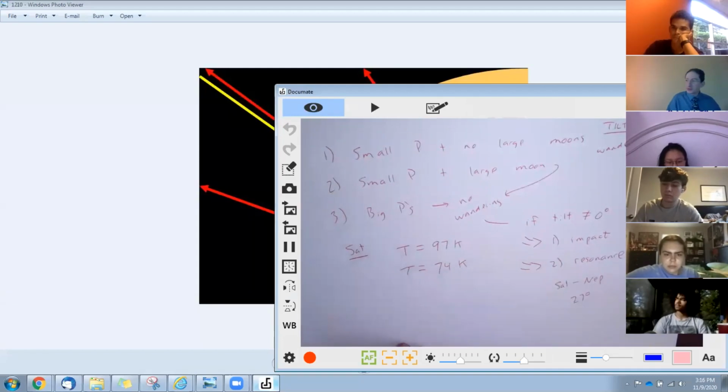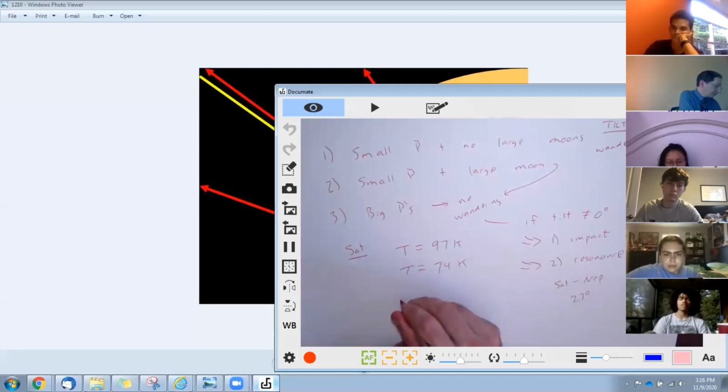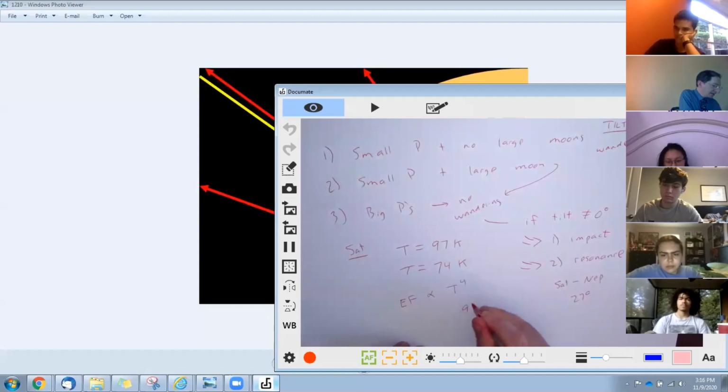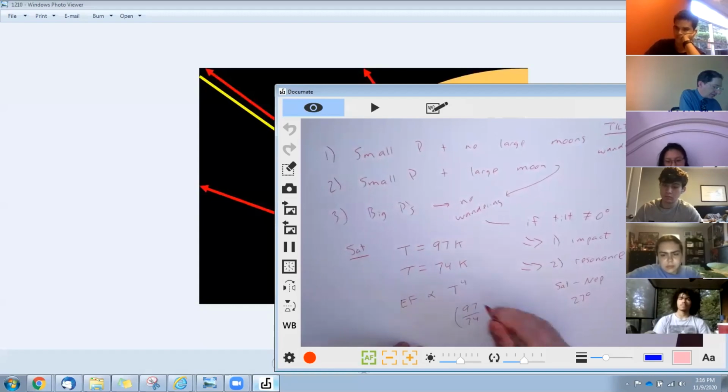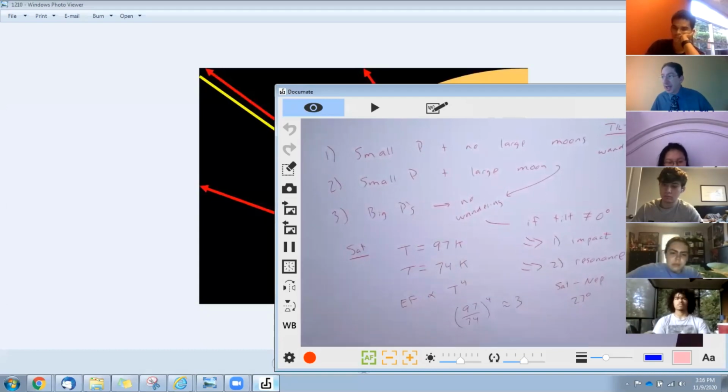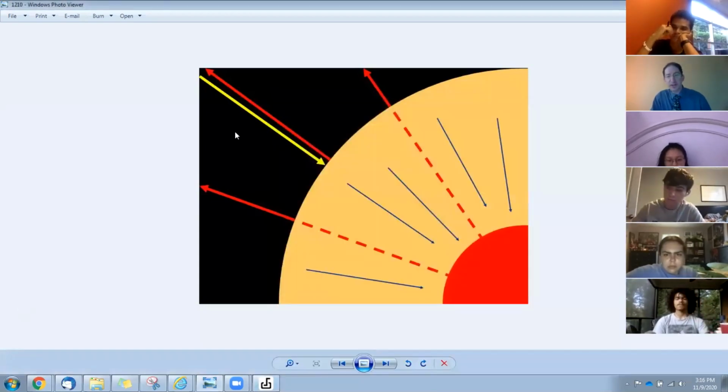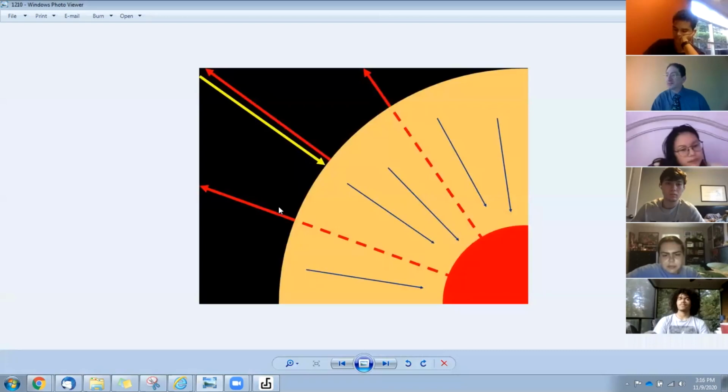How much extra energy is it producing? Well, again, Stefan's law, energy flux is proportional to temperature to the fourth power. So we do 97 over 74 to the fourth power. That's about 3. So with Jupiter, it's 2. With Saturn, it's 3 times as much energy is coming out as is coming in from the sun. You can see that in this picture. Here's the sun energy coming in and coming back out in the infrared, but 3 times as much. So there's an internal source of heat.